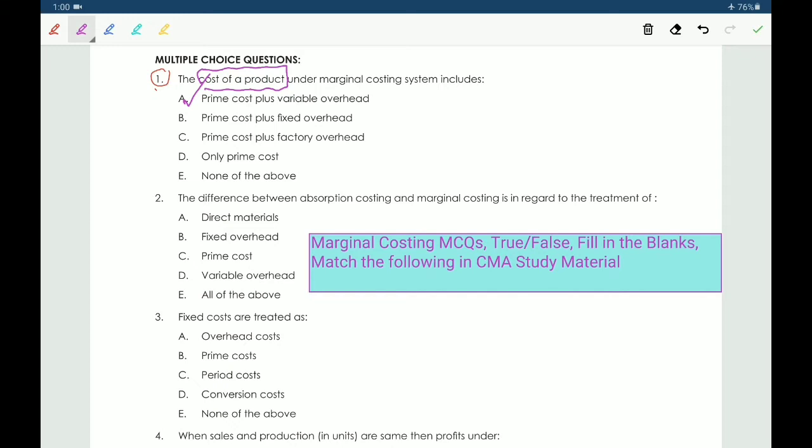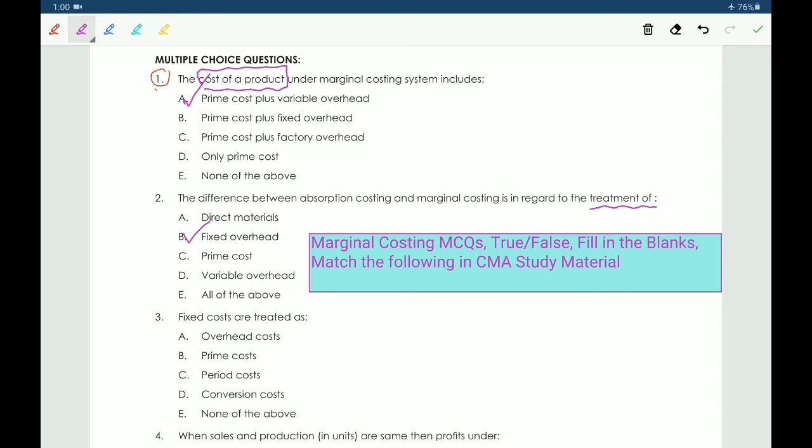Second one, the difference between absorption costing and marginal costing is in regard to the treatment of. Option A, direct materials. B, fixed overhead. C, prime cost. D, variable overhead. So the difference between absorption costing and marginal costing is in regard to the treatment of fixed overhead, because it is treated as period cost in marginal costing.